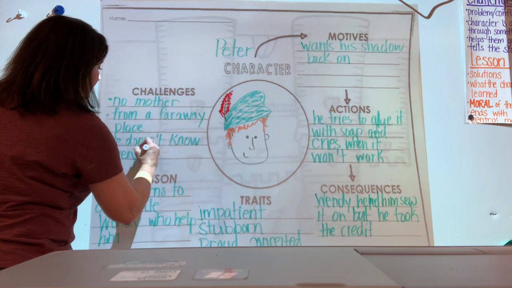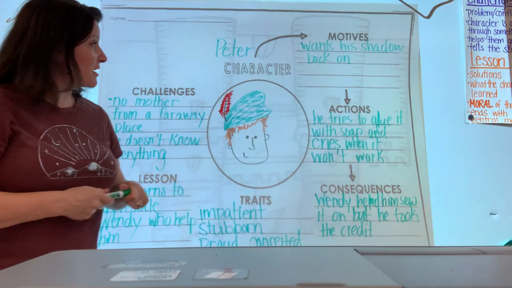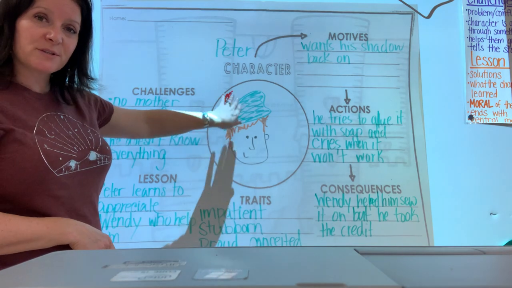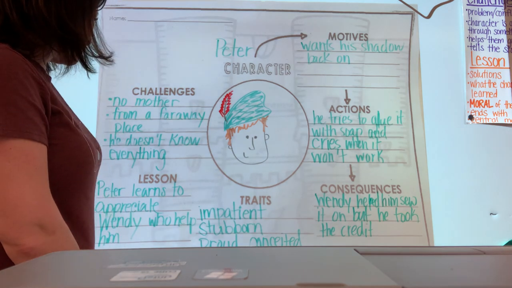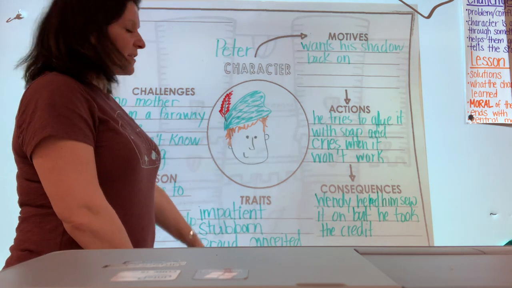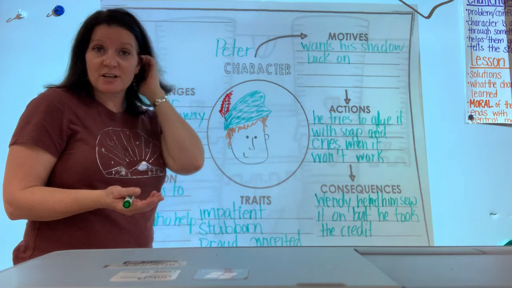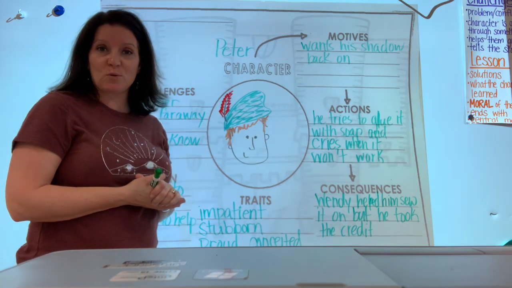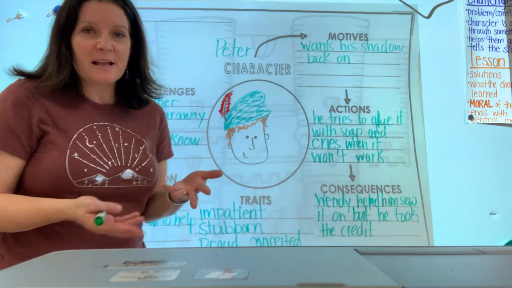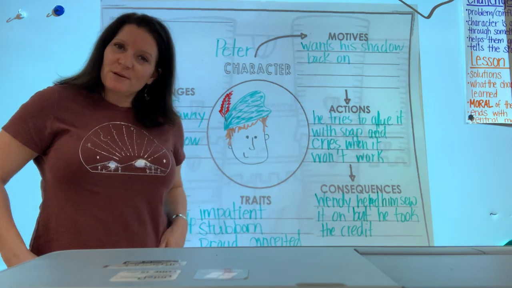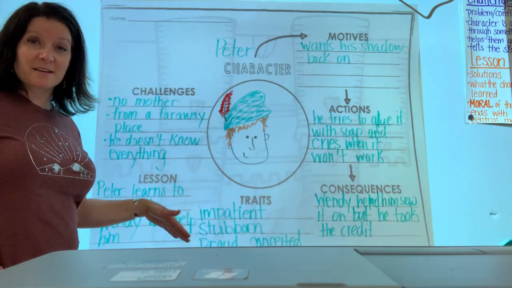Well, we did it again. I modeled for you an analysis of Peter's character. I drew a little picture of him. I used some ideas from the story. We talked about his traits: impatient, stubborn, proud, conceited. We got those from his actions. We even got them right from the narrator's words when he said, "Never was there such a conceited boy." Now, Peter thought he was clever, and clever means creative or resourceful, but we know from his actions that he really was not a very clever boy.